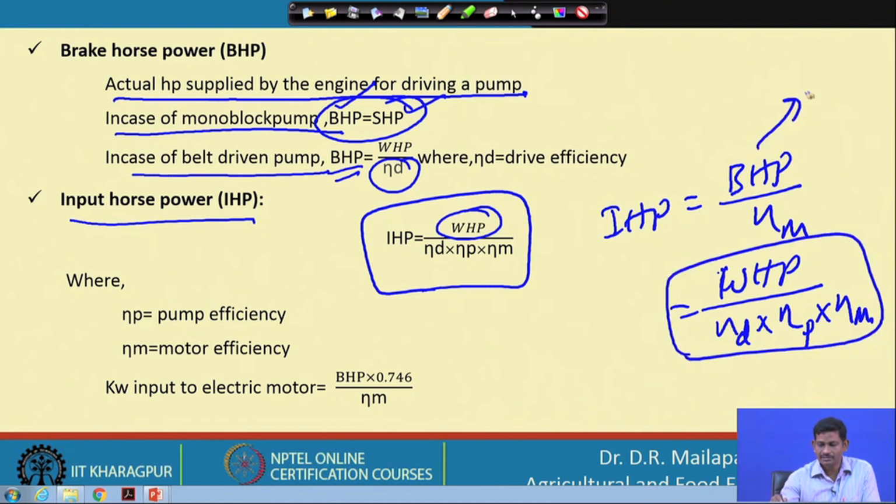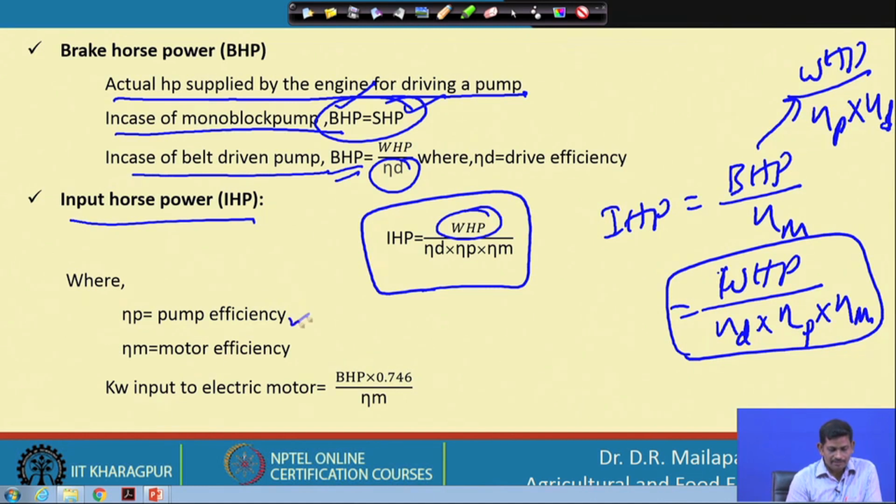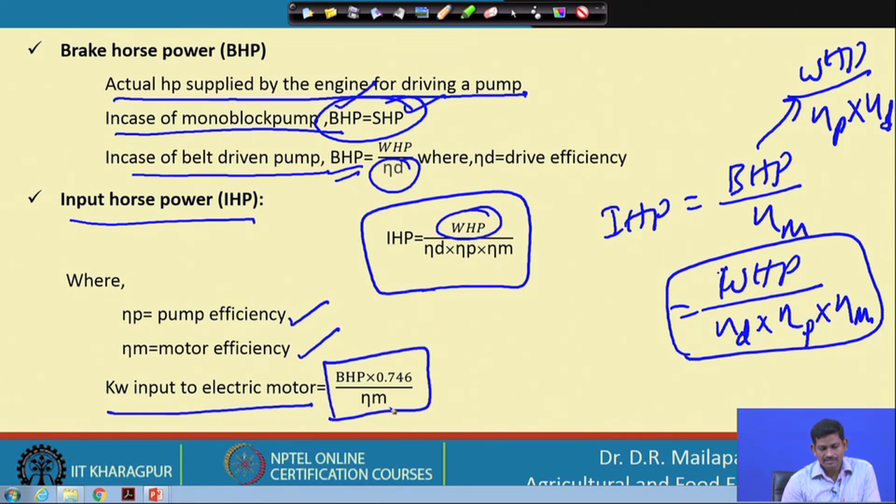So, BHP here is equal to WHP divided by pump efficiency and drive efficiency. Then with pump efficiency and motor efficiency, the kilowatt of the electrical motor is BHP into 0.746 into motor efficiency. This equation will be used to find out the electrical power required to run the motor.